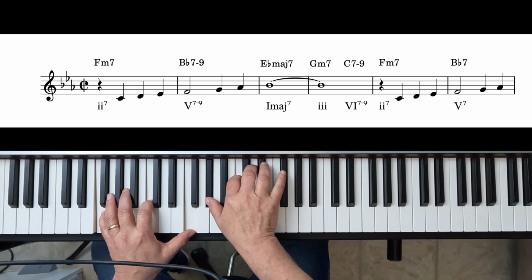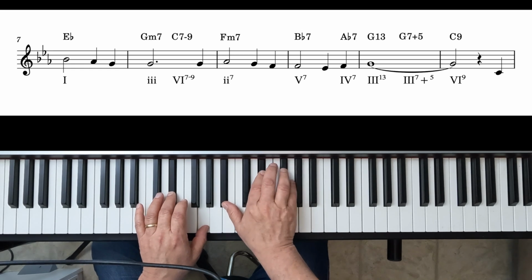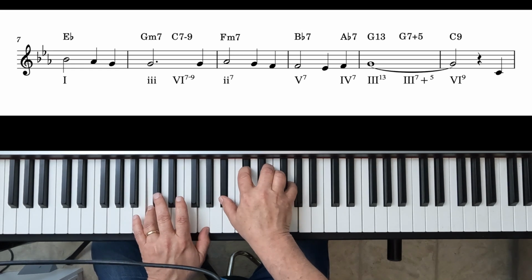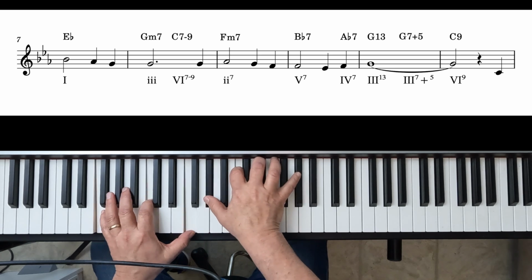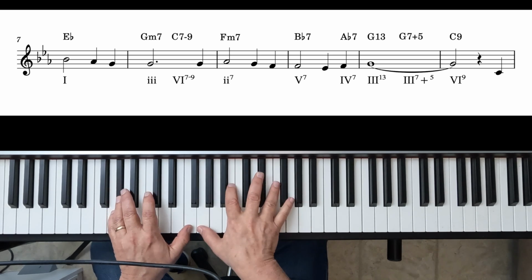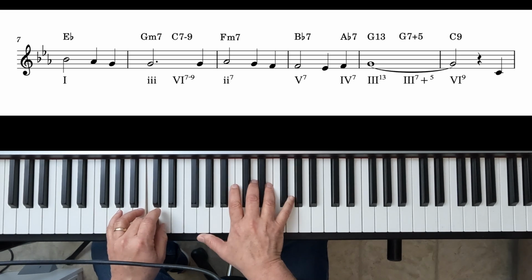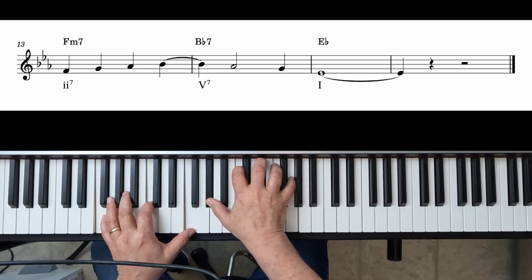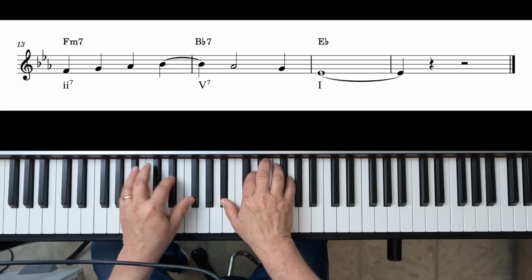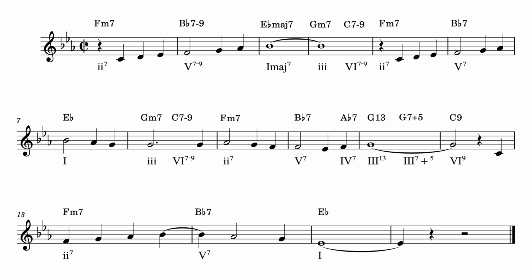Now we're back on 2 again. 2 to 5 and 1. That same turnaround again. 2, 5, and then there's a little passing chord. There's 2 again. 5, 1. So there's a famous standard that is replete with the 2-5-1 chord progression.